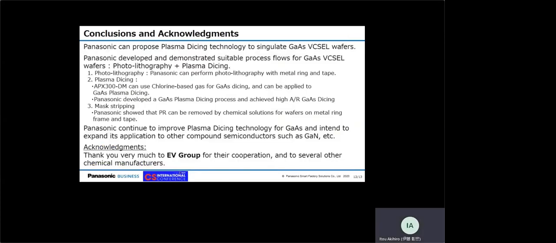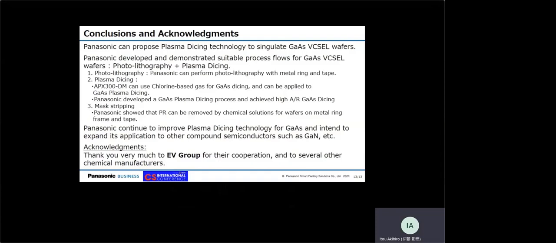I would like to summarize my presentation. Panasonic can propose plasma dicing technology to singulate gallium arsenide pixel wafers. Panasonic has developed and demonstrated suitable process flows for gallium arsenide pixel wafers by using photolithography and plasma dicing. The first is photolithography technology. We can perform photolithography with metal ring frame and tape without tape damage.